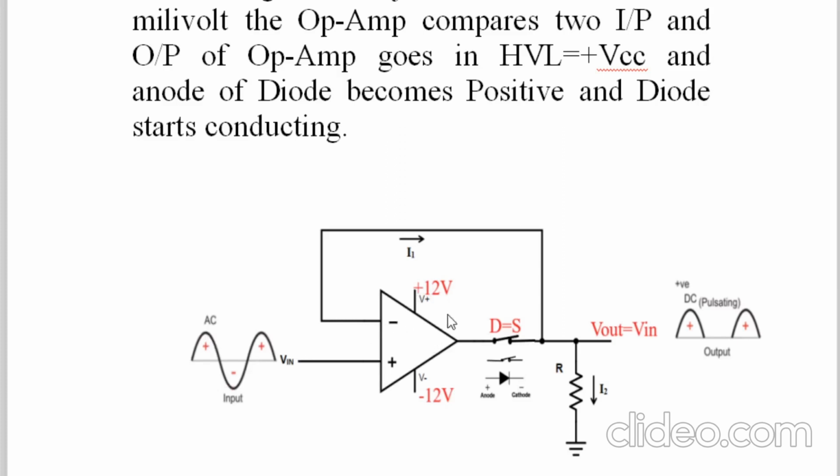Power supply is applied to the op amp. As soon as this voltage is greater than that voltage by just 10 millivolt, the output of the op amp will go to plus 12 volt, that is plus VCC, that is HVL, and the diode starts behaving as a closed switch, and the entire circuit will start behaving as a unity gain amplifier. Therefore, after 10 millivolt, even though input is 100 millivolt, output is again 100 millivolt. Input 200 millivolt, output 200 millivolt. Input 300 millivolt, output 300 millivolt.